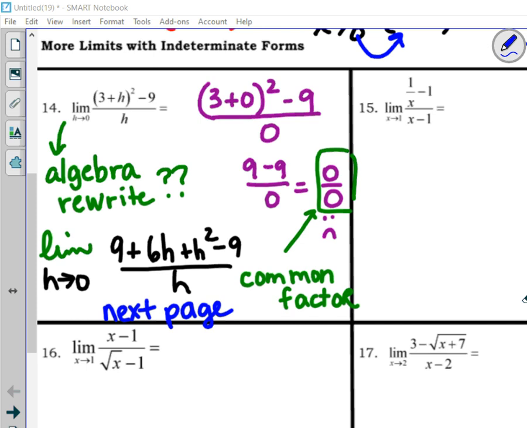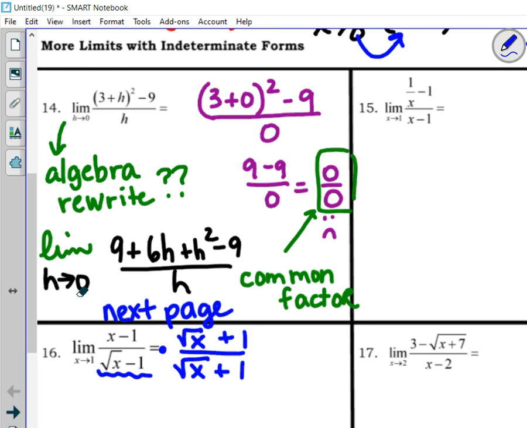Sarah, do you have an idea what we're going to do here? We're going to multiply by the conjugate, and the conjugate is we focus on the radical expression, and so I'm going to multiply this function in the numerator by root x plus 1, and the exact same thing in the denominator.